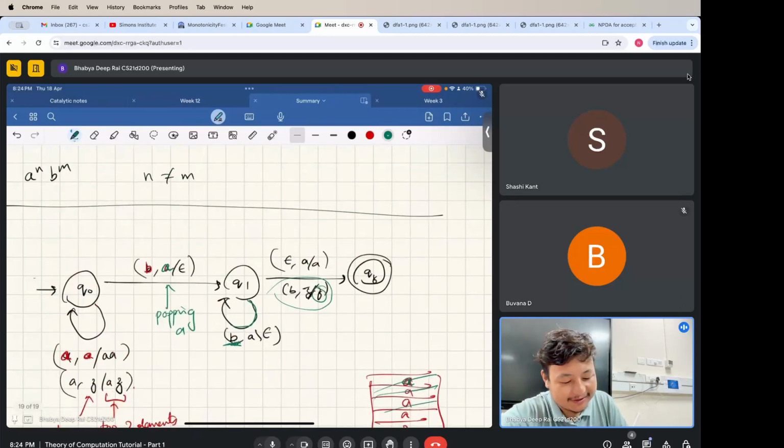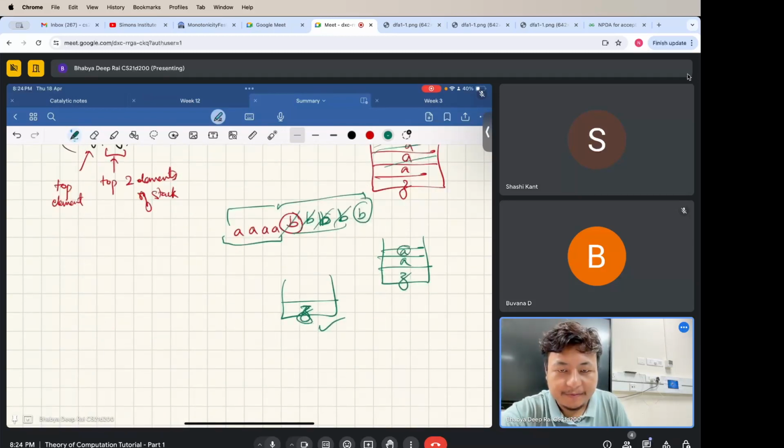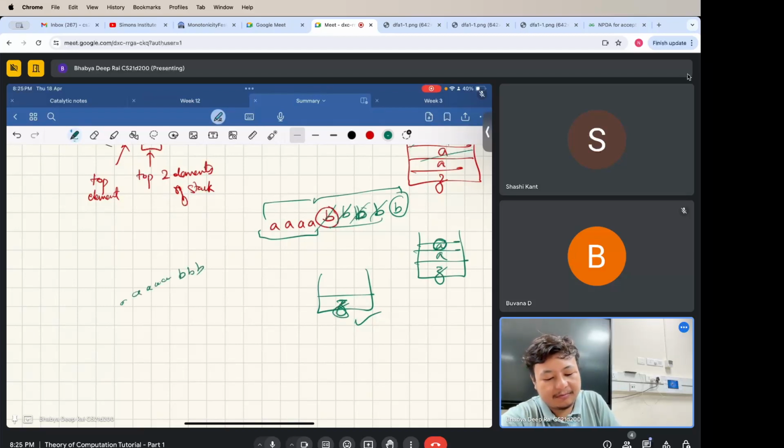Next, the other case is you see nothing, you see epsilon, and you see an A. Then you don't pop that A, you keep it as it is. For example, here you don't see a B, you see nothing, and you see an A. It means you've run out of B's. Furthermore, there are still A's remaining on the stack. It means the number of B's is less than the number of A's, because even after cancelling for each B, there are still some A's remaining on the stack.